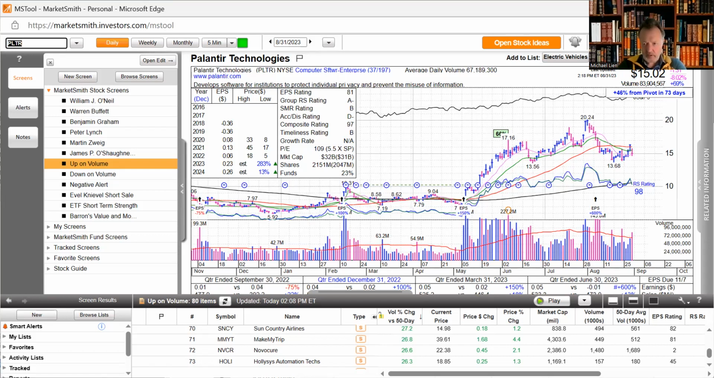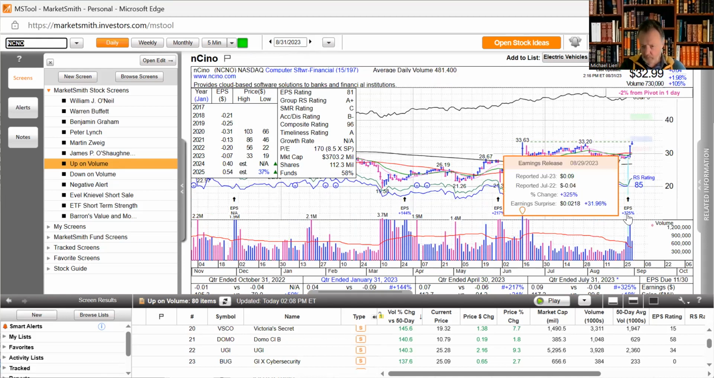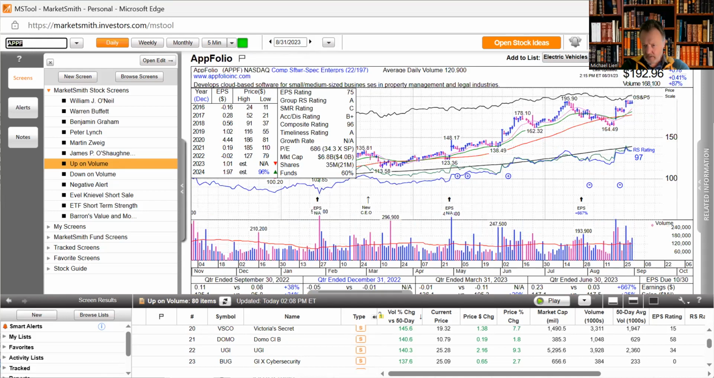We looked at Encino yesterday. Continues up. It gapped up in the morning and sold off. People were thrilled by the 325% earnings and 32% earnings surprise. AppFolio continues to get buyers, even though it's gotten a lot of sellers. It's sold off from the earlier move up, just like yesterday.